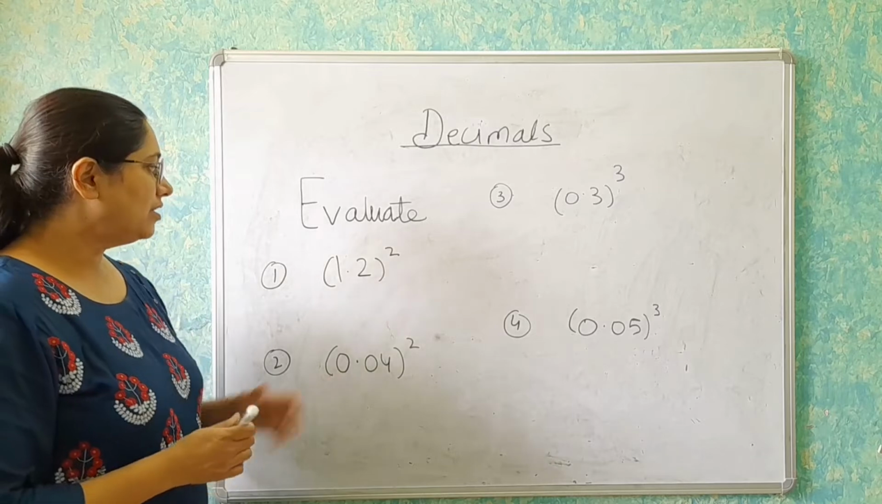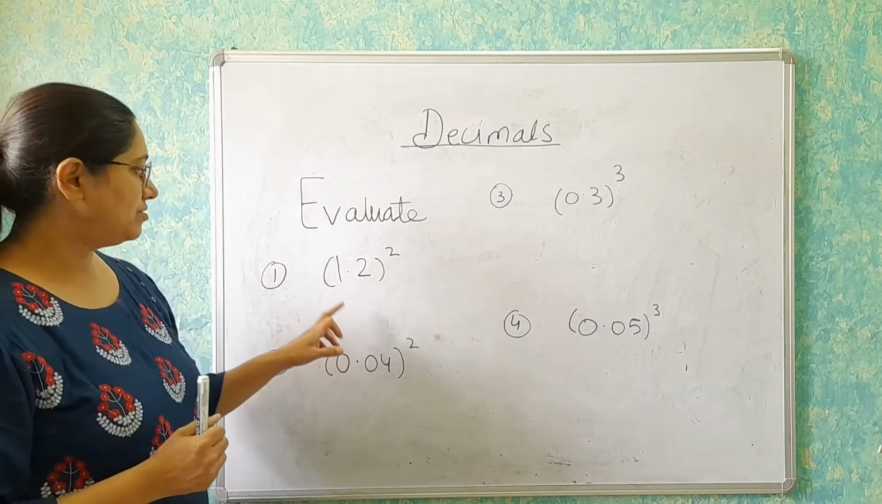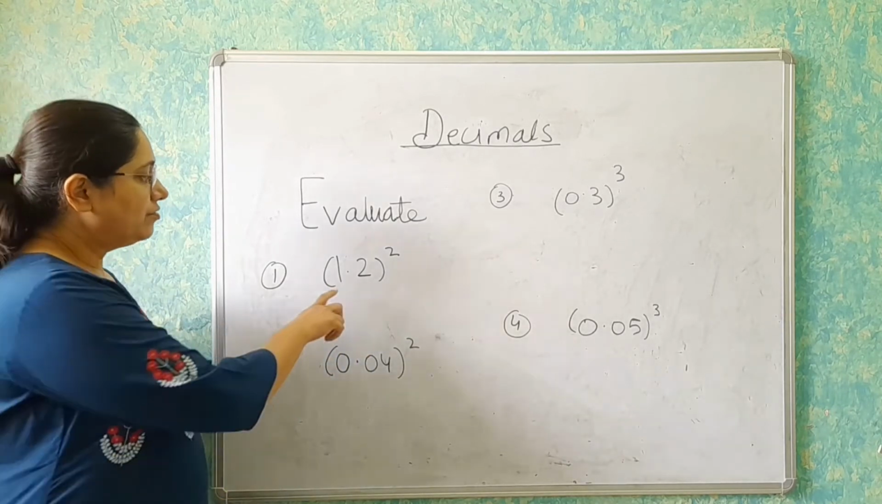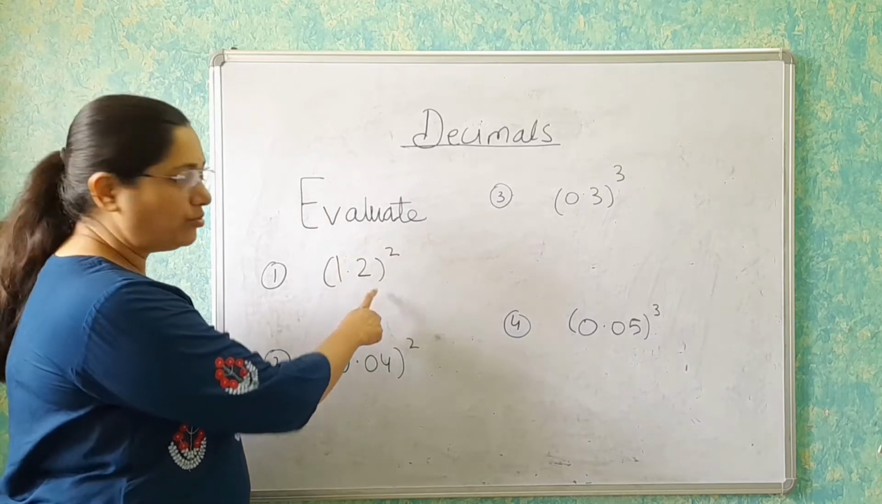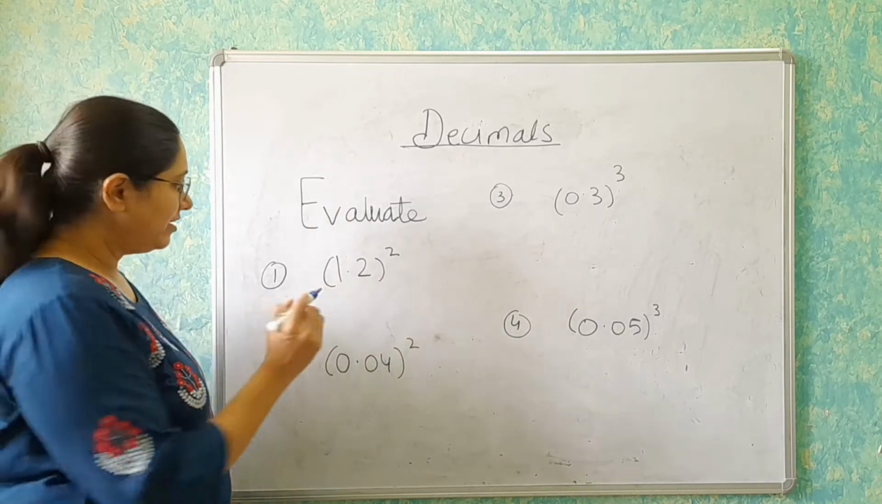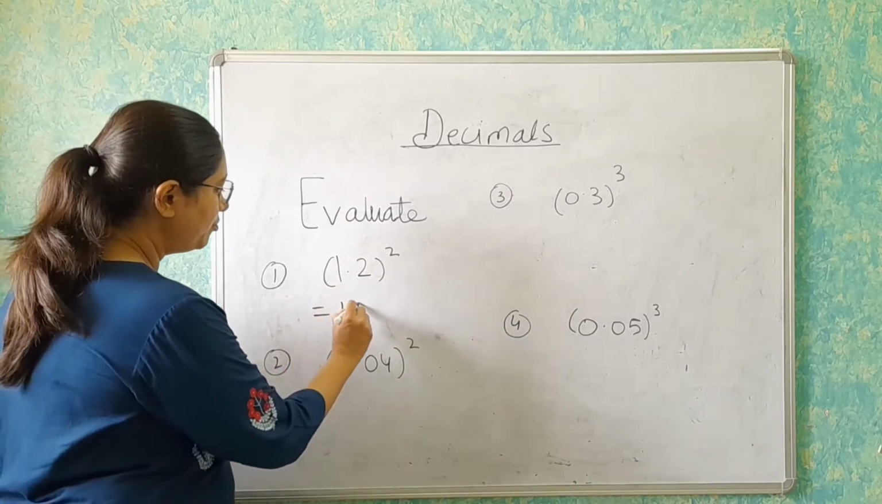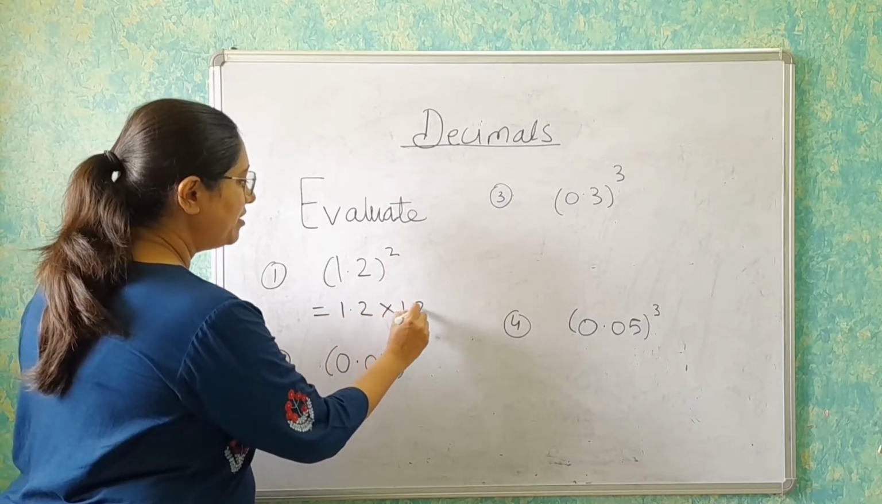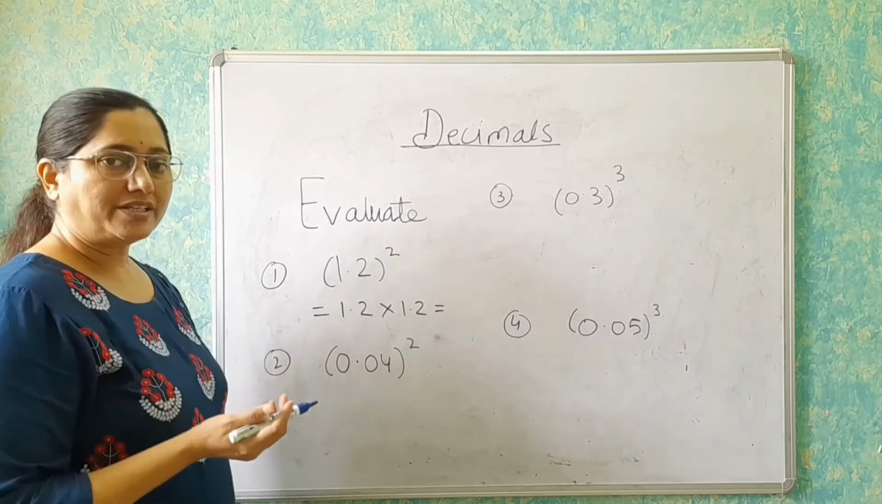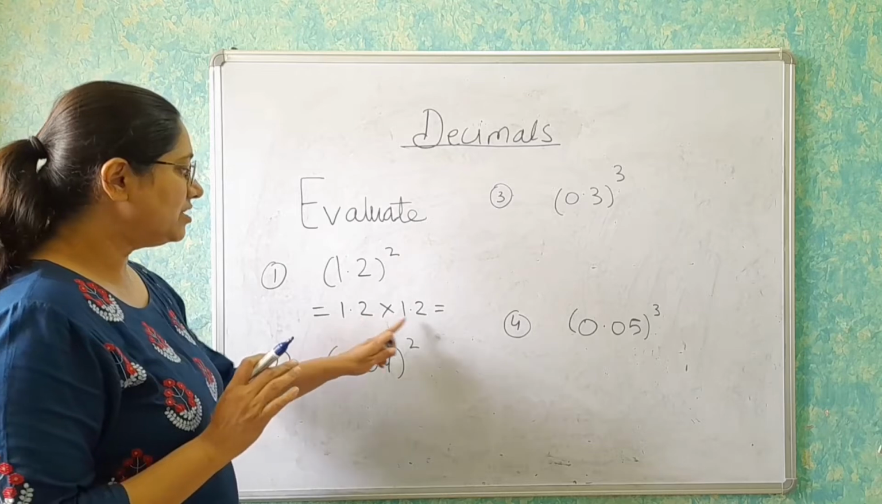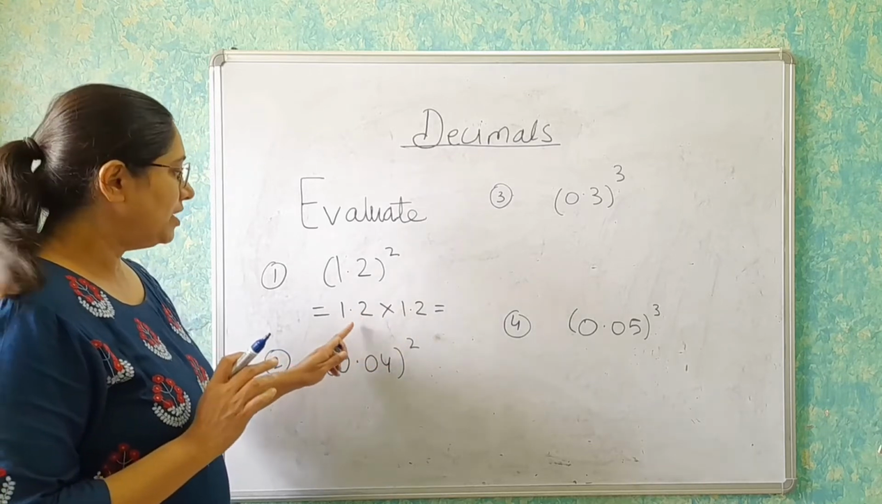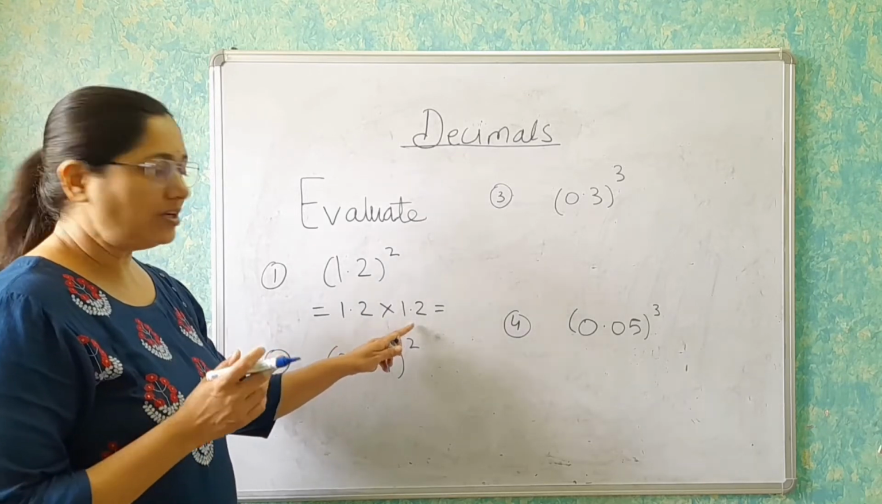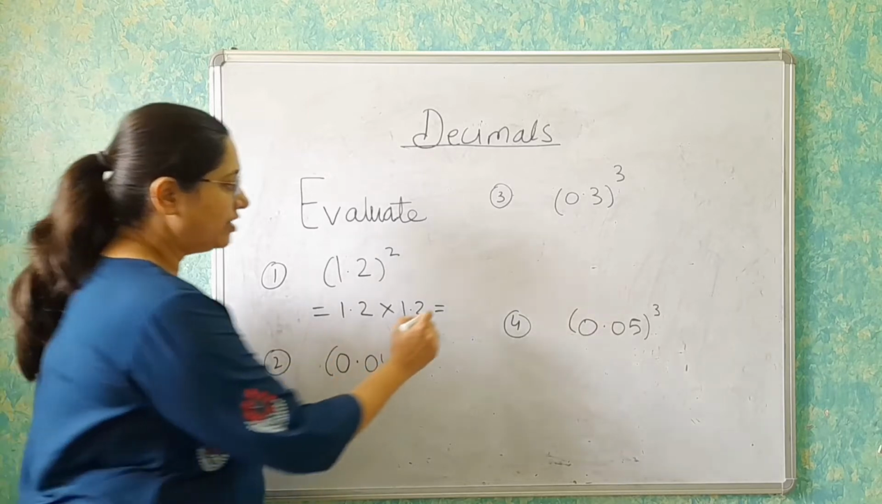Now we will learn how to evaluate these sums. First one is the square of 1.2. First we will write it as 1.2 multiplied by 1.2. And as I told you, you don't have to consider the decimal point first. Multiply both the numbers as whole numbers. 12 12s are 144.